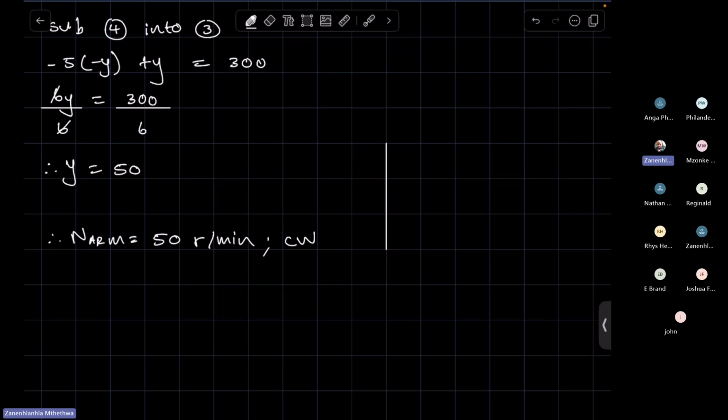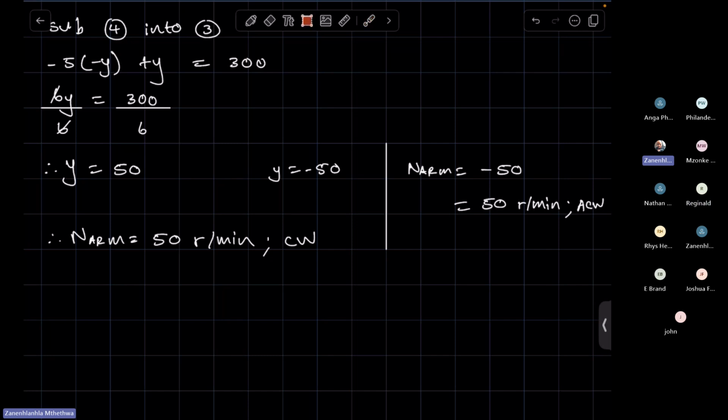If y had been negative, so if y was equal to negative 50, it means n arm would have been equal to y, which is negative 50. This means that the n arm is equal to 50 revs per minute anti-clockwise. Very important to indicate the direction. This is an indication of how the arm is rotating. Are we clear here? So you do not leave your answers as just negative or positive. You have to indicate what either positive or negative means.